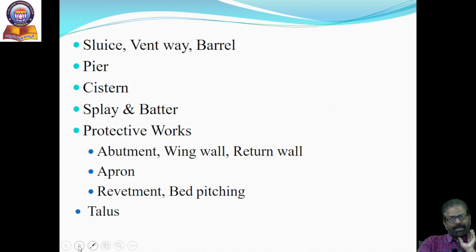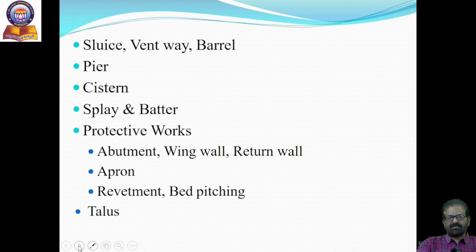Next one is a pier. Pier is nothing but a vertical structure or vertical component like a column, similar in nature to a column. Pier is the supporting structure for any major hydraulic structures like cross drainage works or regulators, etc. So just imagine it as a column. So a heavy shaped column is called a pier. Especially for hydraulic structures, we are going to use this word pier instead of a column.